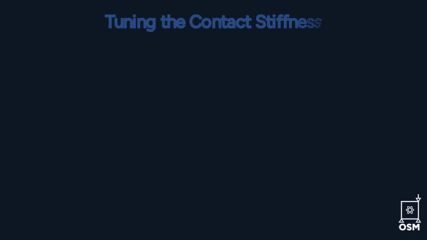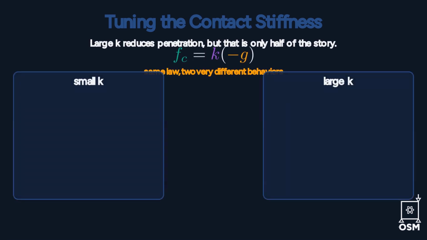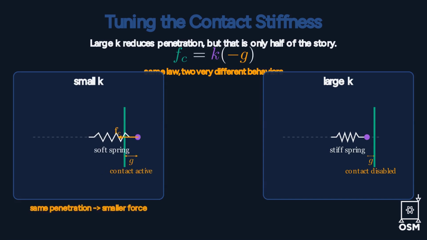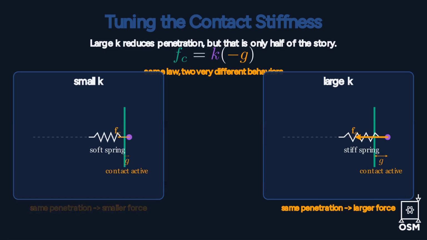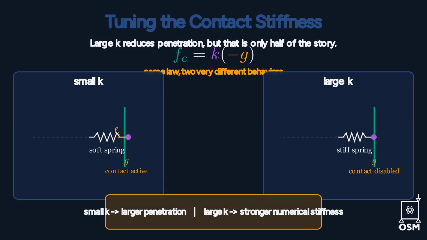Now we tune the contact stiffness. And this is where the main trade-off appears, because the same penalty law can produce two very different behaviors. From the same penetration, small K gives a smaller contact force, while a large K gives a larger one. But if we apply the same external load, the soft case penetrates more and the stiff case penetrates less.